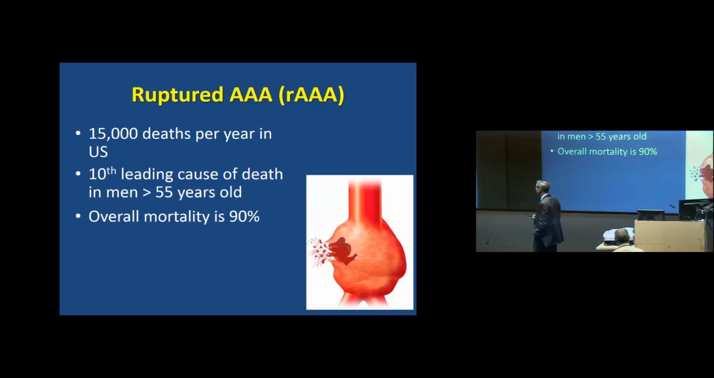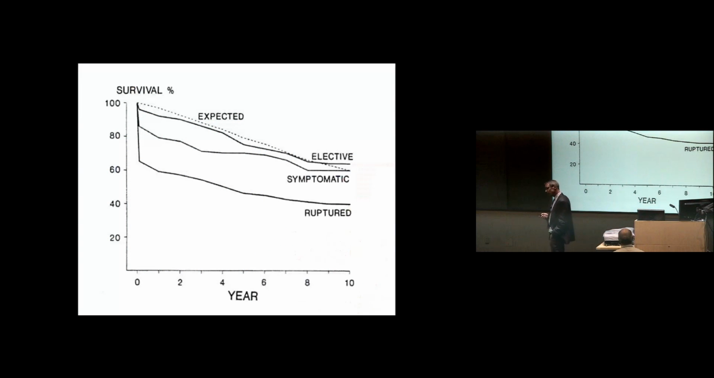So ruptured aortic aneurysms are associated with about 15,000 deaths per year in this country. It's the 10th leading cause of death in men over age 55. Overall mortality, if you rupture your aneurysm, is about 90% because most people don't even reach the hospital for intervention. However, it actually looks like it's worth intervening on these patients.